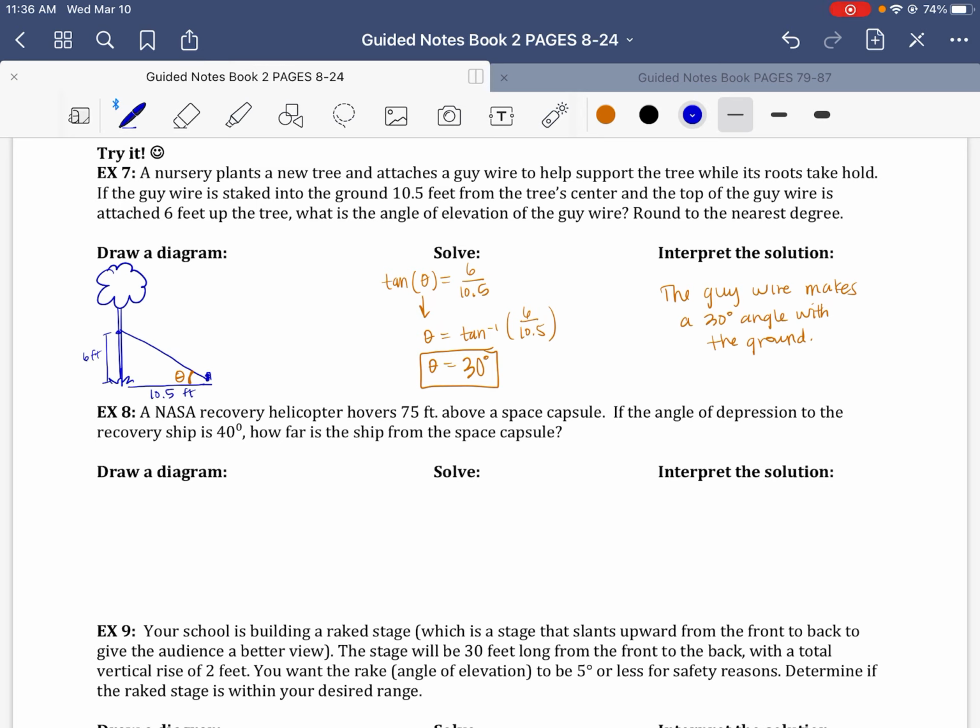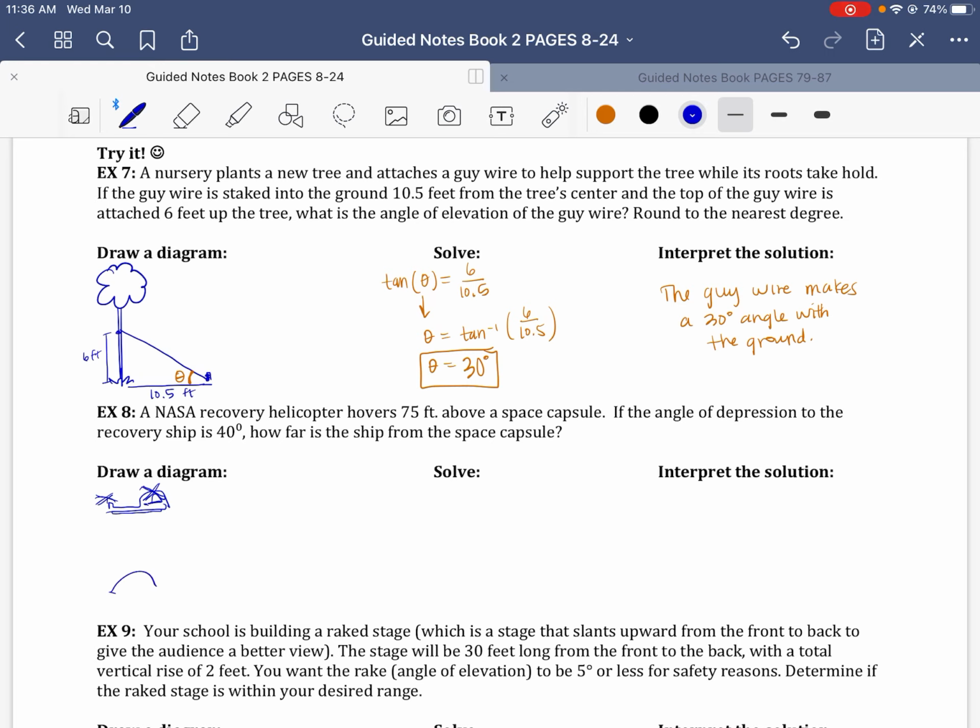This one says a NASA recovery helicopter hovers 75 feet above a space capsule. So let's draw that first. Okay, I am not an artiste, but we will do our best. So here's a little helicopter. We'll give it some things up here and some things back here, right? That looks kind of like a helicopter where the pilot sits here. Excellent. There's a helicopter. Give him some little leg things.